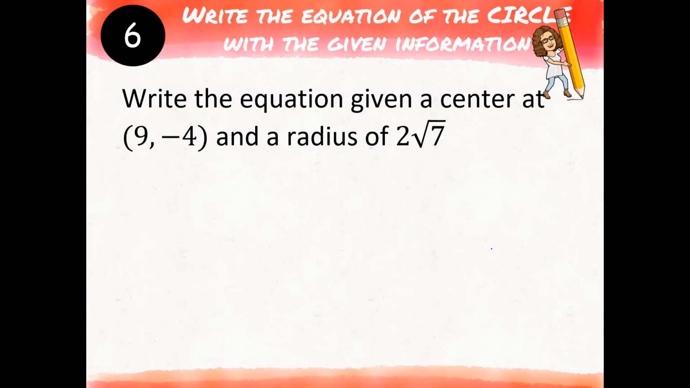Now, this one, they got rid of the graph. Oh no. But notice what they gave us. They gave us the center and they gave us the radius. They were so nice. They gave us everything we needed. So let's just write out our template. We know it's x something squared plus y something squared equals something squared, right? Well, my center is 9, negative 4. So I can go x minus 9, y plus 4, because it's opposite of what you see.